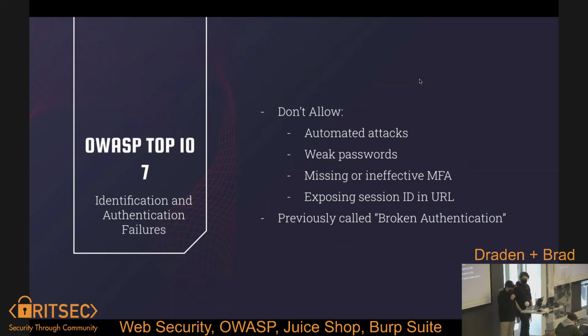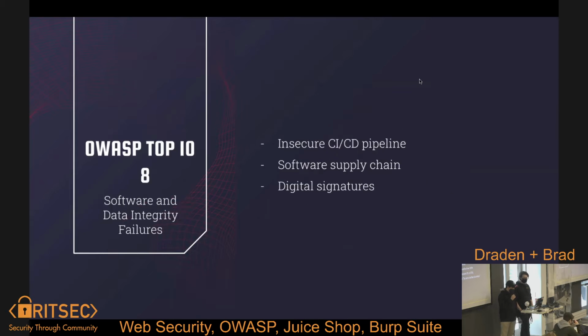Software and data integrity failures happen with things like an insecure CI/CD pipeline or software supply chain. If you've heard of SolarWinds, you should have digital signatures that verify whatever components you're updating or using are actually from the right source.